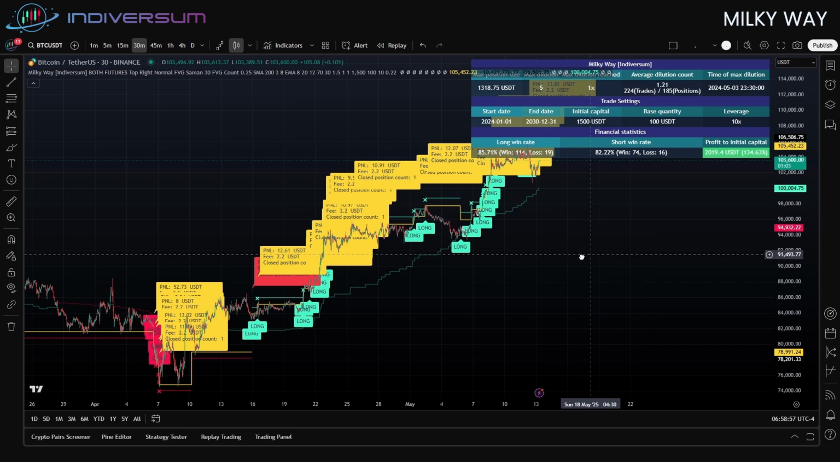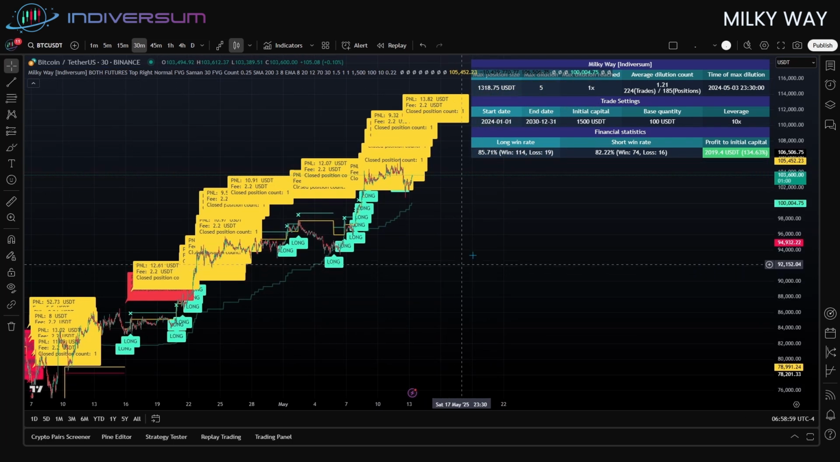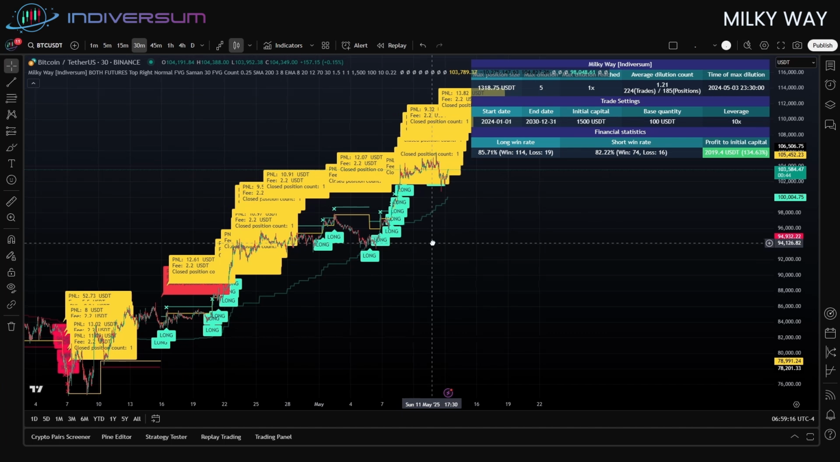Now here's the real kicker. With these settings, we generated a total profit of $2,019.40, which is a 134.63% return. Even more impressive, the long win rate came in at 85%, and the short win rate was 82%. Extremely solid for a setup that trades this actively.